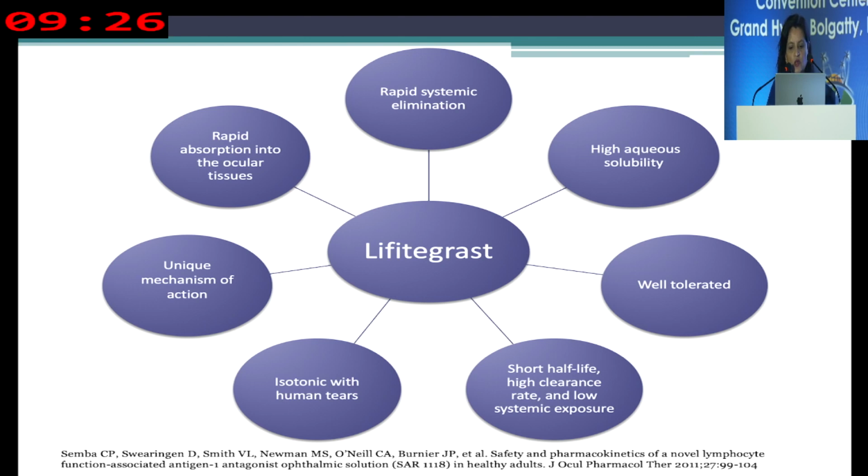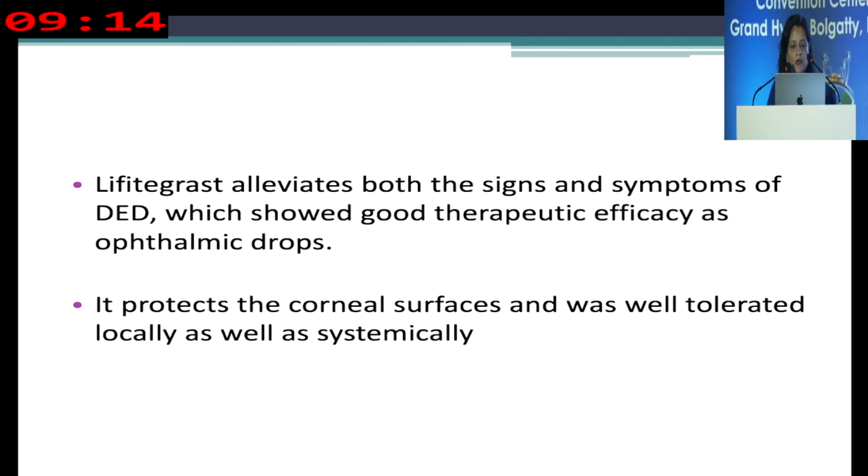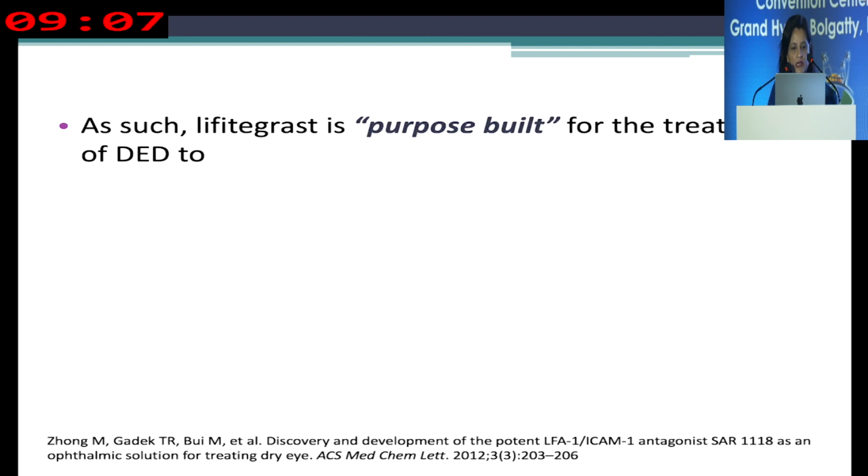It has high aqueous solubility, is well tolerated, has a short half-life with high clearance rate and low systemic exposure, is isotonic with human tears, has a unique mechanism of action, rapid absorption into the ocular surface, and rapid systemic elimination. It protects the corneal surface and is well tolerated, and it does alleviate all the symptoms of dry eye.